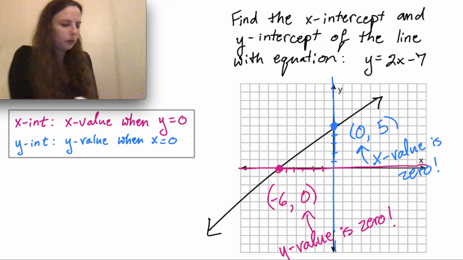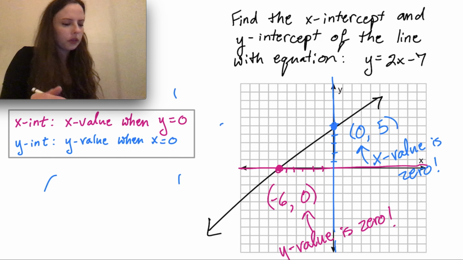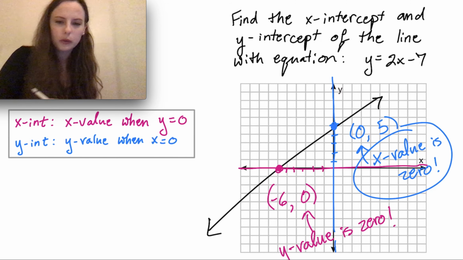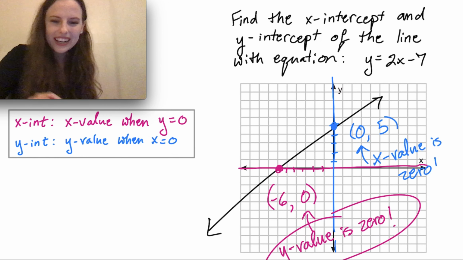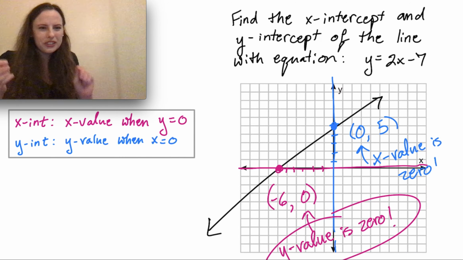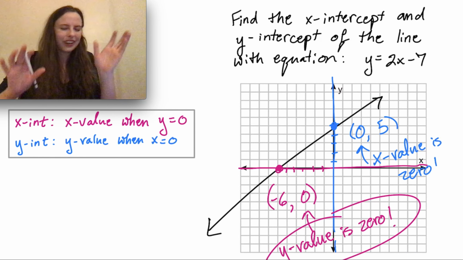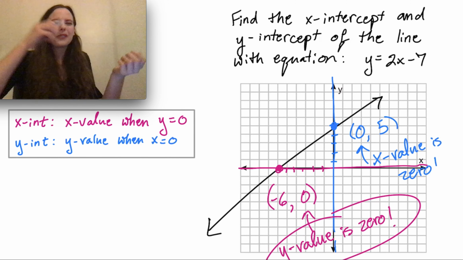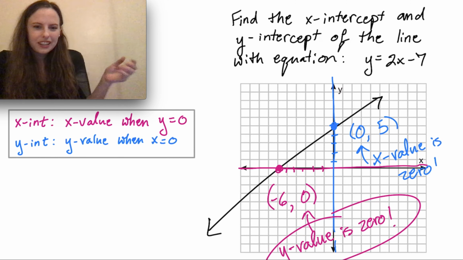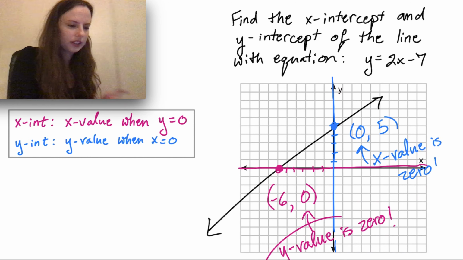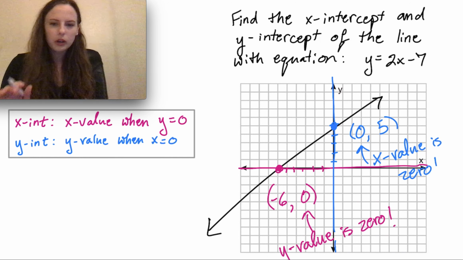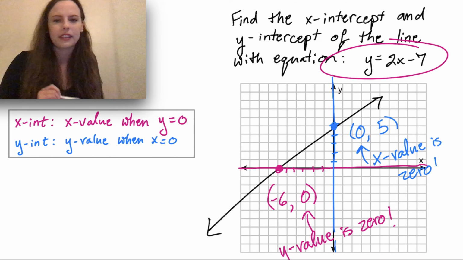So this is what we're getting at with these rules here: we can find the y-intercept by setting our x value equal to 0 and then solving for y. And vice versa, we can find the x-intercept by setting our y value equal to 0. So it's a little bit opposite. To find the x-intercept, we set the y equal to 0. To find the y-intercept, we set the x equal to 0. So just know it's a little bit backwards there. Let's do a quick example of what that would be like with this equation.